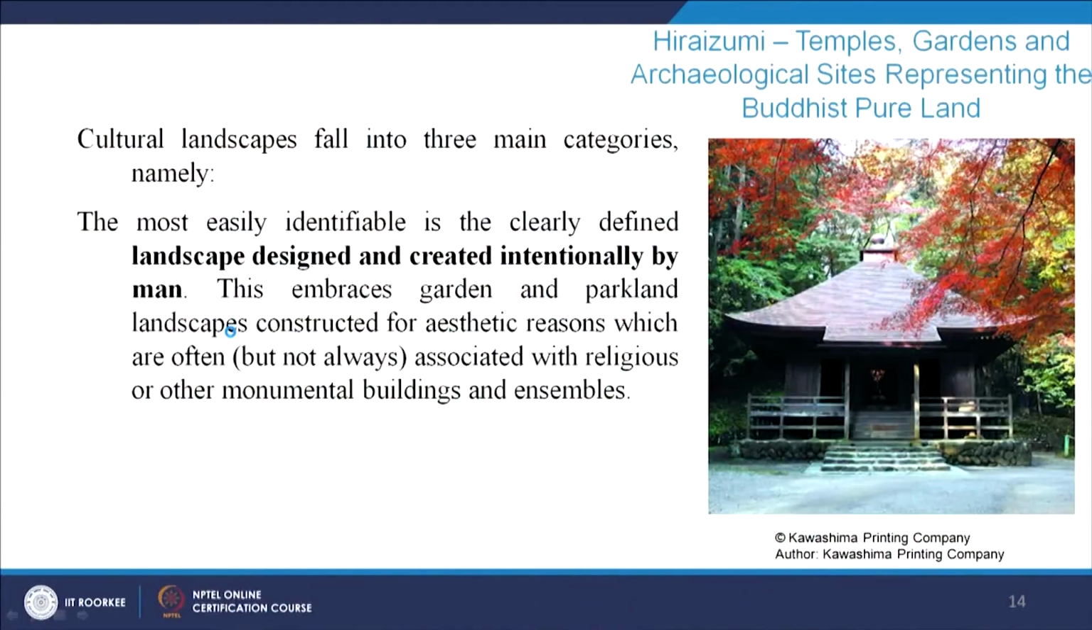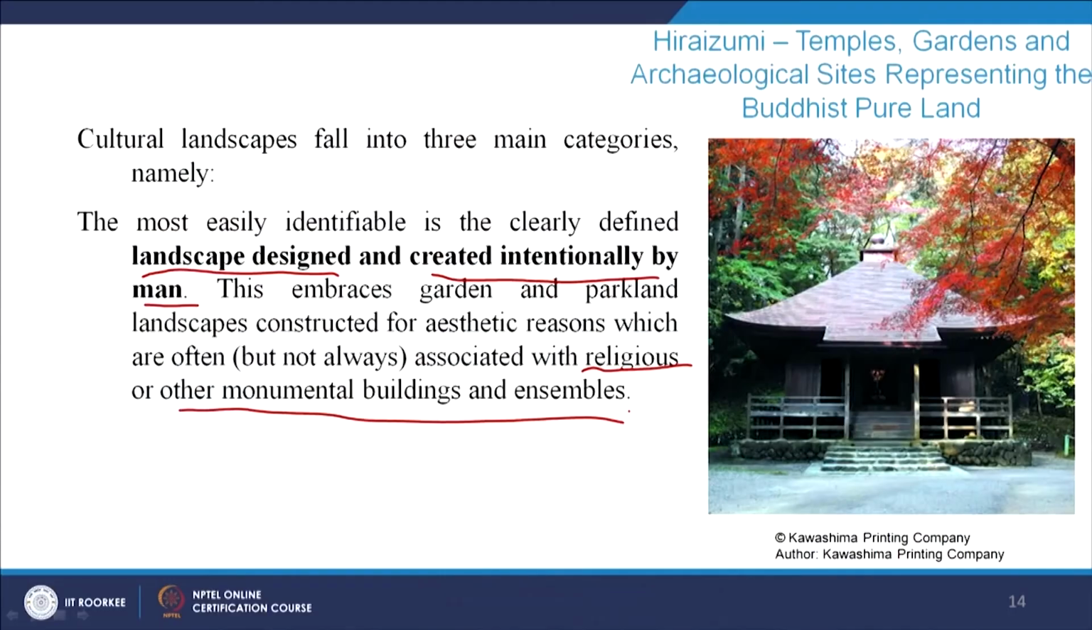So here the cultural landscapes fall in three main categories. Number one, the most easily identifiable is the clearly defined landscape designed and created intentionally by man. So this could be gardens, whether a garden or a parkland landscape, constructed not only for aesthetic reasons, but quite often they are associated with many religious and other monumental buildings and ensembles.